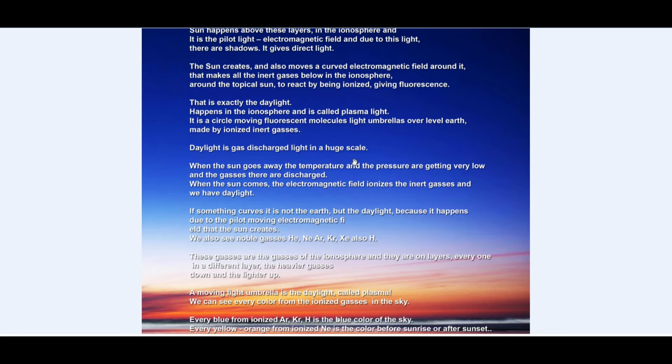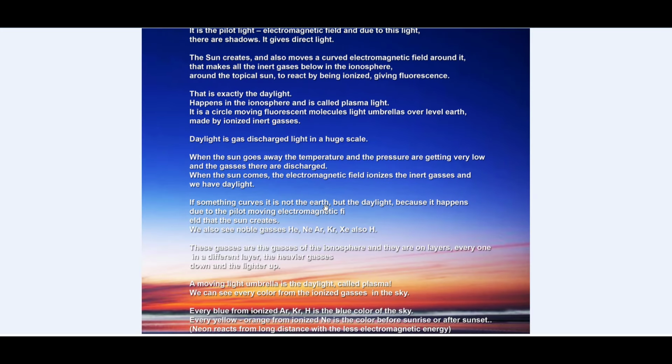If something curves, it is not the earth. It's not water, it's daylight. Daylight and electromagnetism curves because it happens due to the pilot moving electromagnetic field that the sun creates. We have the noble gases, as you know. Here are the helium, neon, argon, krypton, xenon, and hydrogen.